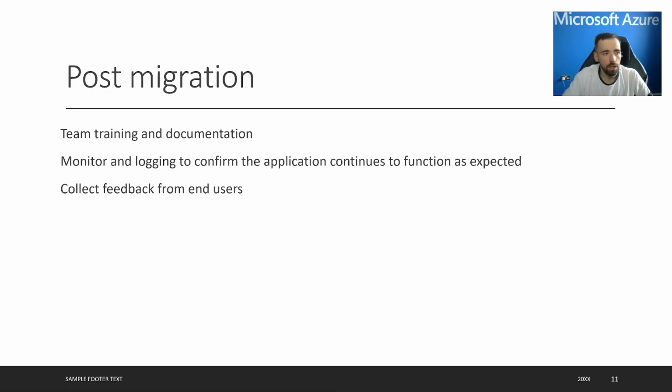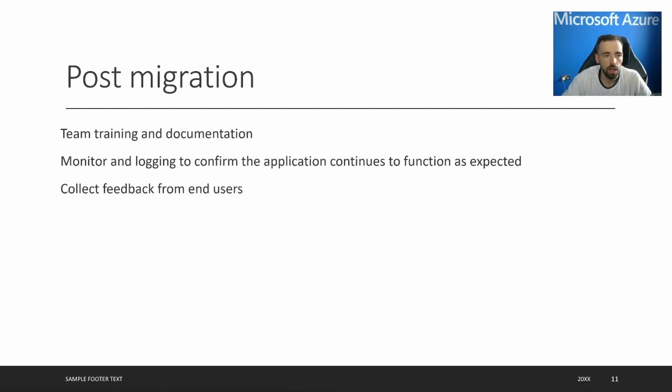The final area is post-migration, and this is around our team of developers that work with the application. We need to ensure that our team members are familiar with .NET Core and the changes that we made to the application. And we just want to make sure this process is as smooth as possible for the team, which might involve doing team training or documentation.